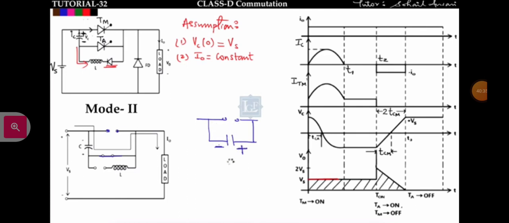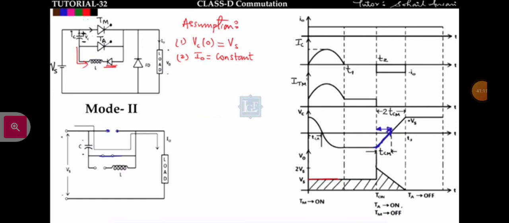So the thyristor is in reverse bias when the voltage across this thyristor is negative. So when the capacitor voltage is negative, it is in reverse bias. Got it? Reverse blocking mode. See here, the capacitor is negative from minus Vs to 0. After that the voltage drop across this capacitor will be positive, so this thyristor will go into the forward blocking mode. But circuit turn off time is defined as the time for which the thyristor is in reverse bias. So the thyristor is in reverse bias for this time only. This is the circuit turn off time.